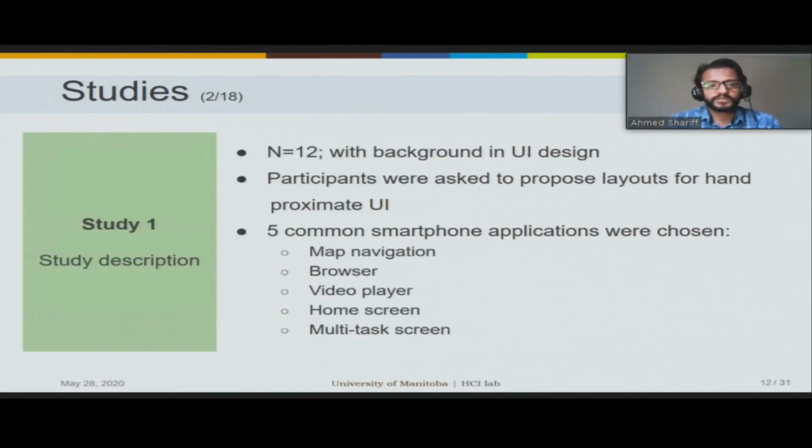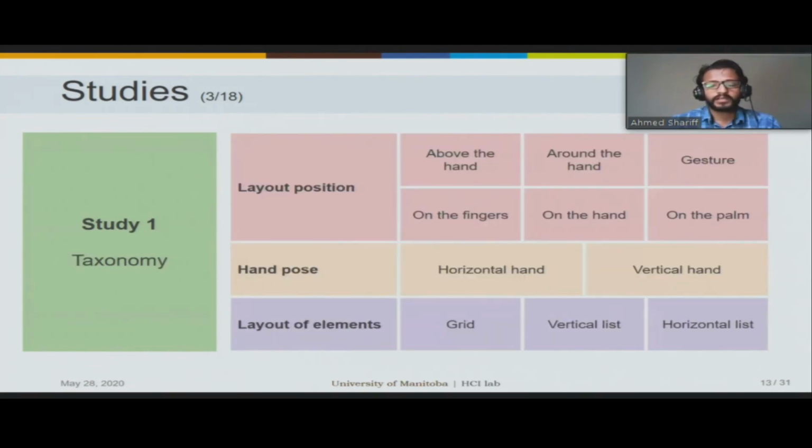For the first study, we asked participants how they would design the user interface for hand proximate user interfaces for 5 applications. So they basically described how they would lay out the elements for a particular application on and around the hand. We recruited 12 participants with a background in user interface design. And in order to label and analyze the data, we identified 3 dimensions.